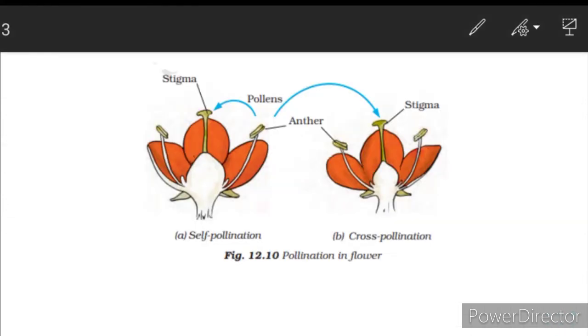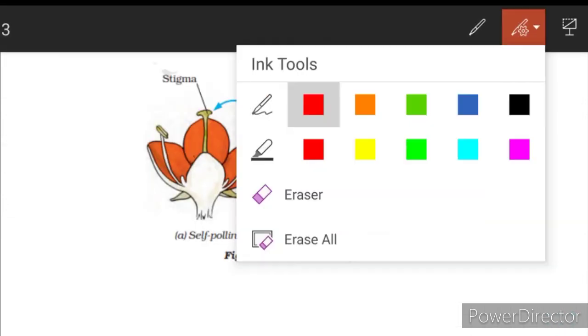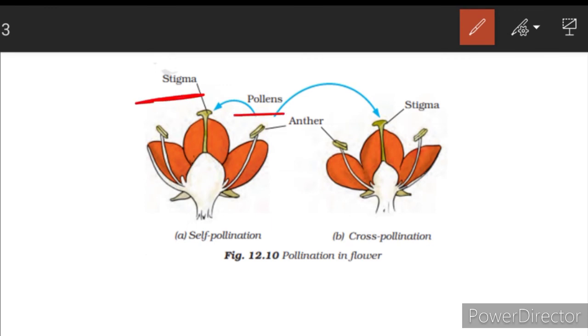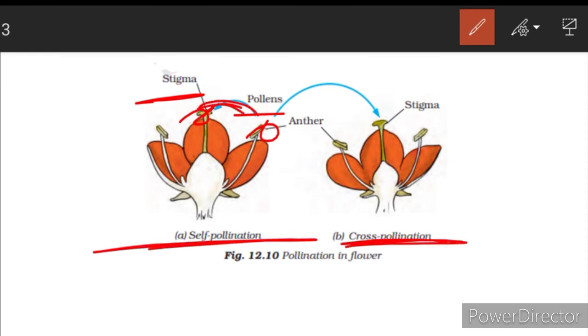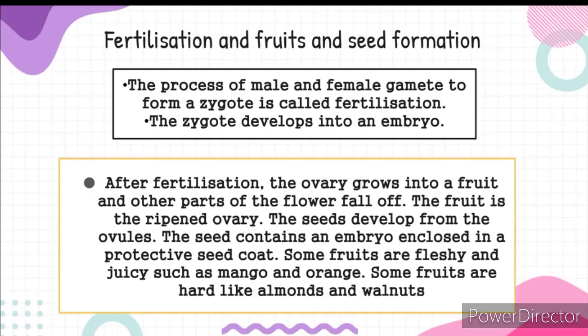For example, in this picture, guys, as you can see here, there is stigma, pollens here, and here are your anthers. What is going to happen? Self-pollination, they are going to transfer to each other. But in cross-pollination, this one is giving to this one. So this is simple.